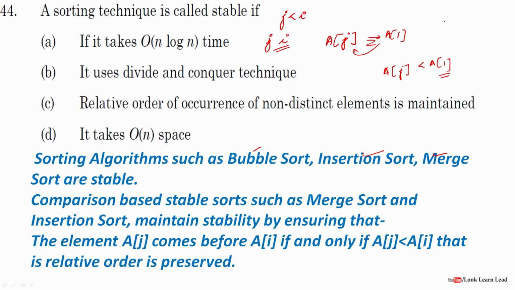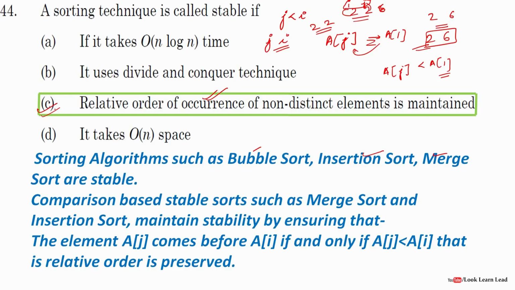Do you understand? If we have two elements, 2 and 6, in our sorting algorithm, then 2 would always come before 6. And if you have two equal elements, 2 and 2, with indices i and j, it would compare the index. This 2 would come in front and this 2 would come behind. That is, it would maintain the relative order of occurrence. So the answer should be C. A stable algorithm means an algorithm where the relative order is preserved.